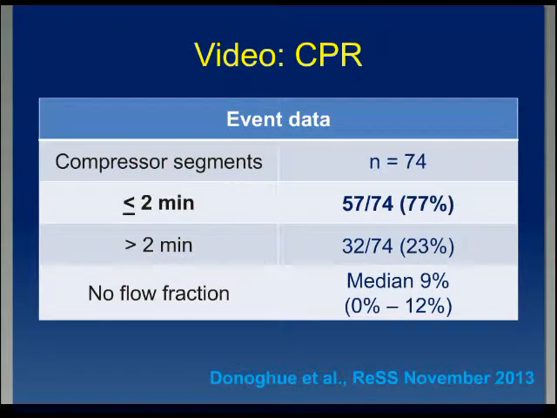And then the good news among the other parameters we look at is that compressor segments, by which I mean the time that one person spends doing CPR on the chest, was less than 2 minutes as recommended most of the time, 77% of the time. And then when you see down here the no flow fraction that we mentioned before, we aimed for less than 20%. We actually achieved that 100% of the time. The median no flow fraction in these kids was only 9%.